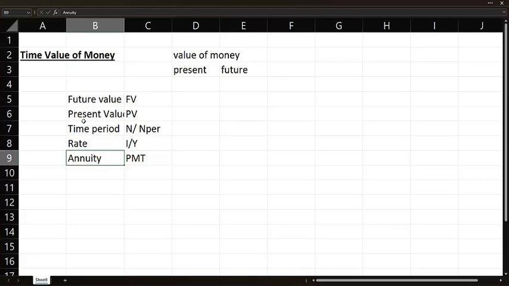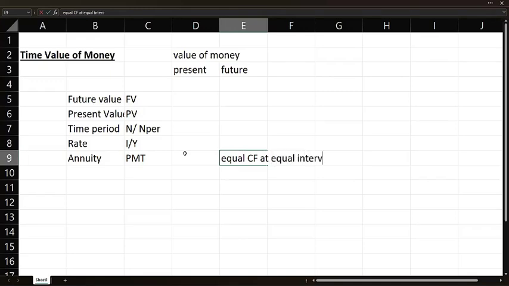What is annuity? This is just basic warming up. Annuity is fixed income, fixed cash flows that you're receiving on a periodic basis, amount paid in regular intervals. The keyword is that you are either receiving or paying equal cash flows at equal intervals. If it is every month, every week, every day, the intervals are predetermined. So that is what is annuity.